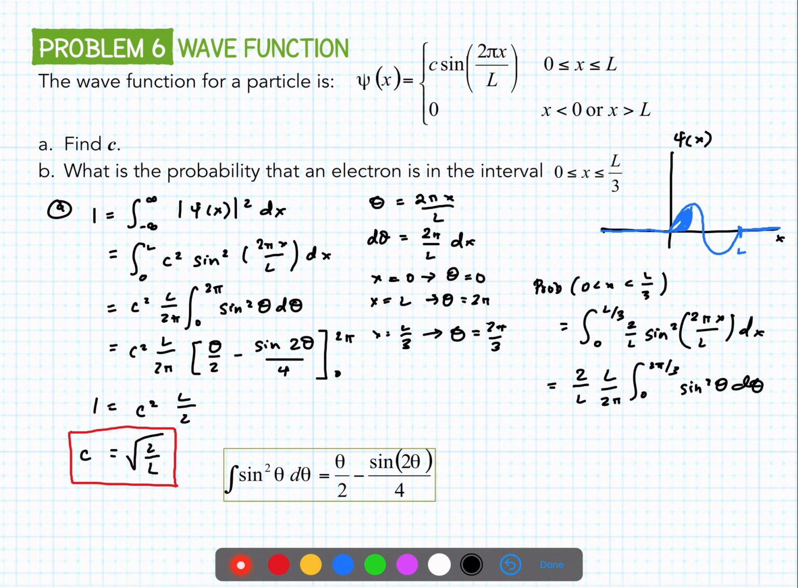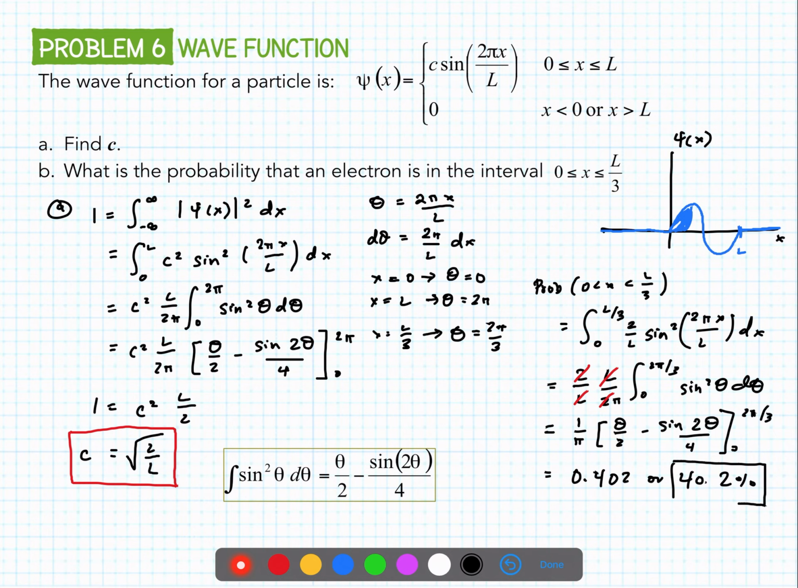Okay? We can cancel some stuff. So we end up with 1 over pi, theta over 2 minus sine 2 theta over 4 from 0 to 2 pi over 3. And when you plug in the values, this is going to give you 0.402 or 40.2%. So the likelihood of finding something in this region is about 40%.